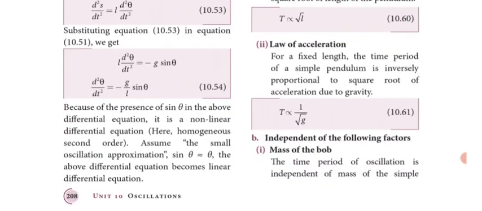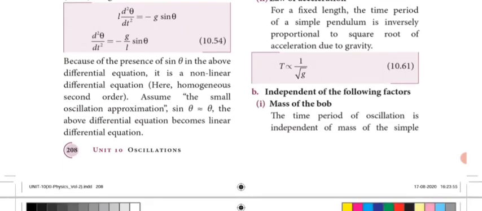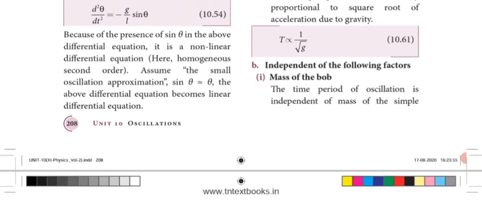Next, the law of acceleration: for a fixed length, the time period of a simple pendulum is inversely proportional to the square root of the acceleration due to gravity. That is, T is proportional to 1 by root g. It is independent of the following factors, one of which is the mass of the bob.